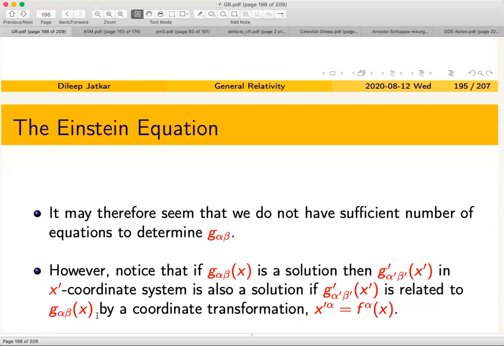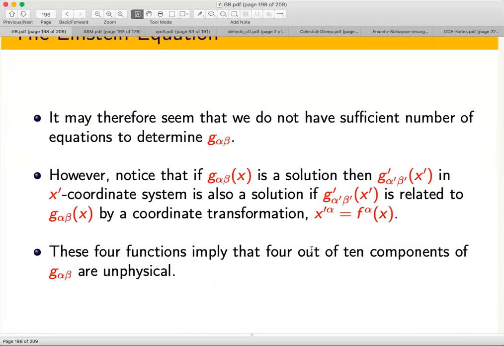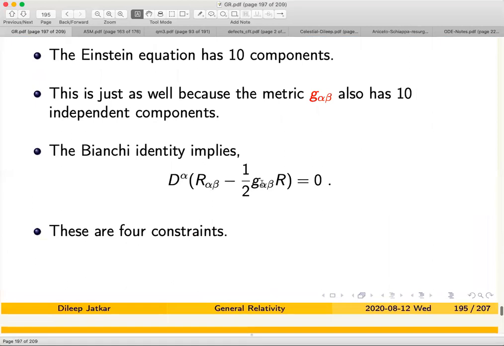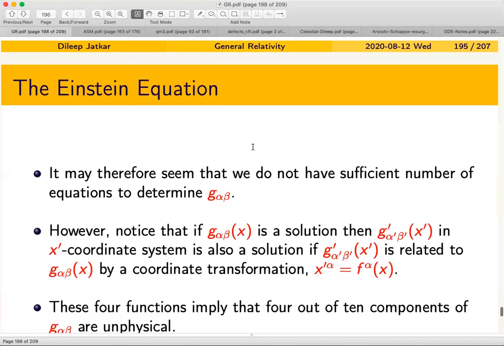So effectively only 6 are independent here also, because 4 of them can be fixed by doing coordinate transformations. So effectively you could say that 4 components of G alpha beta are, quote unquote, unphysical. And therefore you have 6 effective components here and 6 effective equations in the Einstein equation. So we still seem to be in good shape.